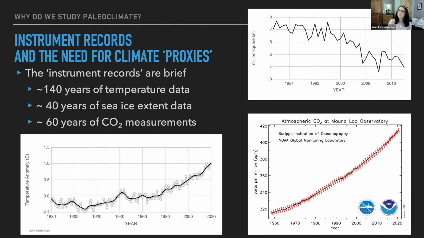So in terms of the need for climate proxies, when we look at the instrument record, we don't have a lot of data. The instrument records are brief. We've been taking the temperature of the planet for 140 years. We have sea ice extent data that goes back about 40 years, and CO2 measurements began about 60 years ago. It's not a lot of data. And so because of that, we seek to find information in fossils and in parts of the Earth's climate that we can extract data from. Proxies are tools that we can use to take the temperature of the planet in the past. And that's what forams are really good for.